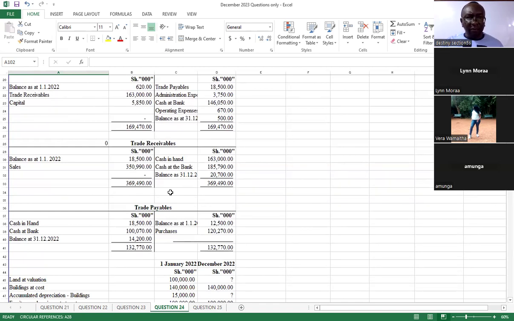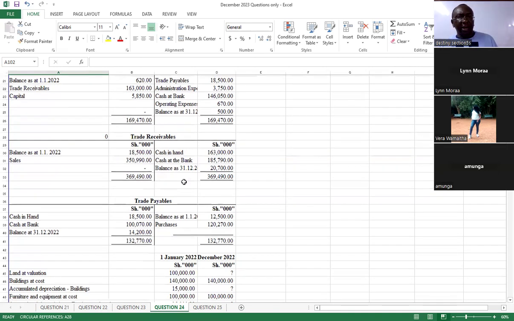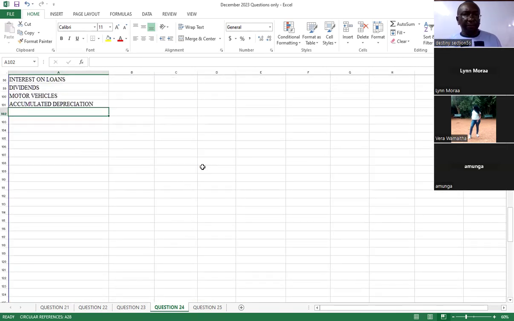When we come to receivables, we have sales. Sales have not been captured. So let's, and who else has not been captured in this account? No, no one else. So we come down here and capture sales.